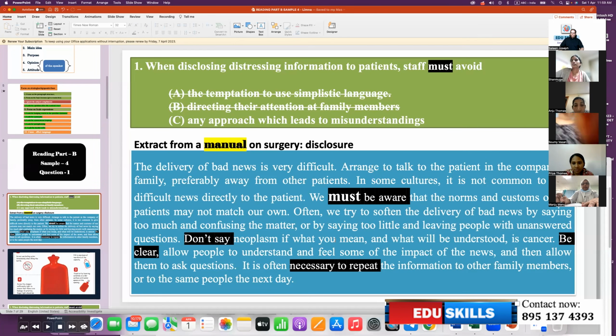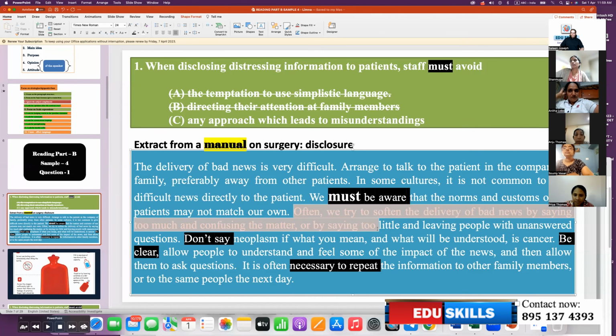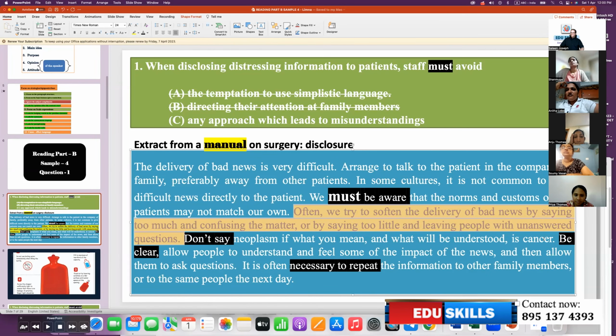Yes, Father. We must be aware that the norms and customs of our patients may not match our own. Actually, this whole sentence is a paraphrasing. The third option is the paraphrasing of this one. Is that clear? Now it is clear.